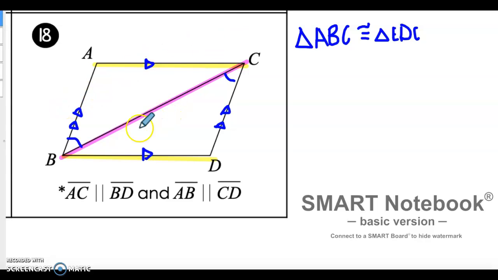We have another set of alternate interior angles right here when we look at angle CBD and angle ACB. Again, these angles are on opposite sides of the transversal, which makes them alternate, and inside the yellow lines, which makes them interior. So now we have two congruent angles, and the transversal is a part of both triangles here, so it is congruent to itself. When we look at that, we want to read what we have in order. We have angle, side, angle. So the theorem that we're going to use here is ASA.